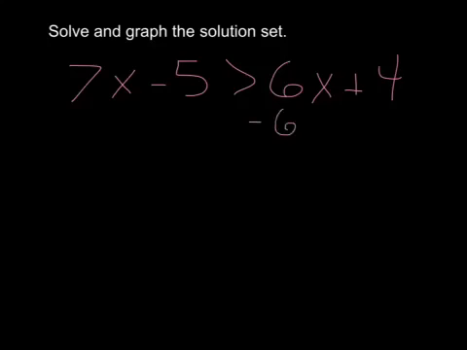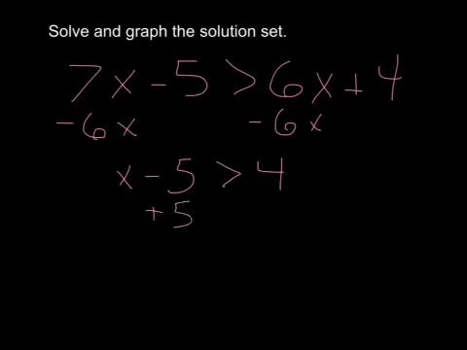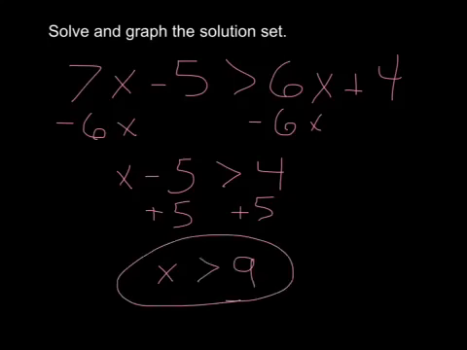Let's go ahead and subtract 6x to this side. That's going to give us x minus 5 is greater than 4. Now to get x by itself, we need to add 5 to both sides. That's going to give us x is greater than 9. Okay, so now we have our solution set. X is going to include all the values that are bigger than 9. Remember, there's no line underneath here, so we know 9 is not included. It's not greater than or equal to, it's just greater than. So anything bigger than 9.